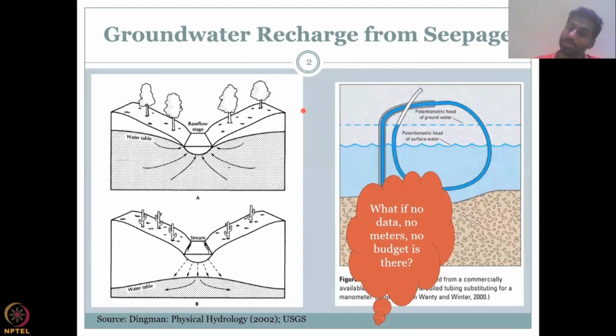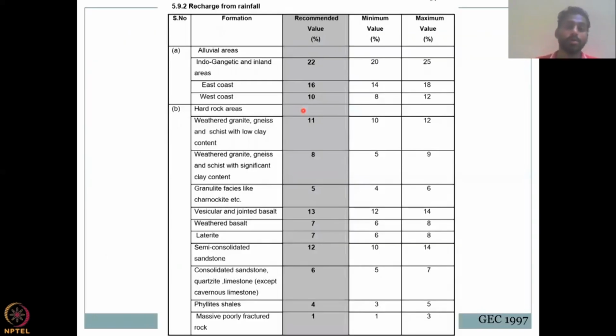No meters are there in some locations, and the budget is less to augment or add meters. What do you do? GSE has given you the option that you can simply estimate the recharge from rainfall, because rainfall for sure you'll have. And these satellite products have given you a lot of rainfall data for a lot of years, at least 1857 till date. So around 150 years of data you have for rainfall.